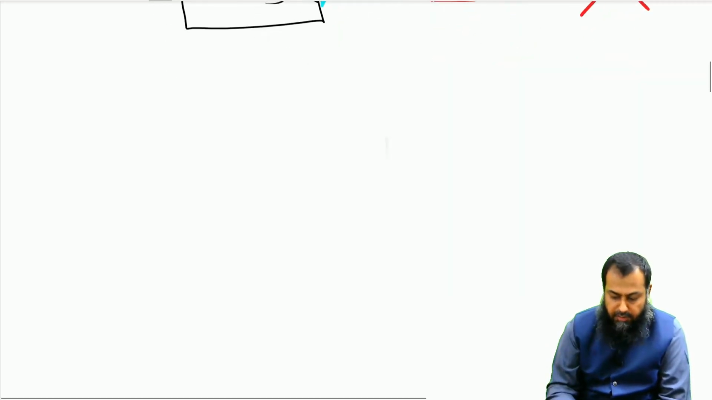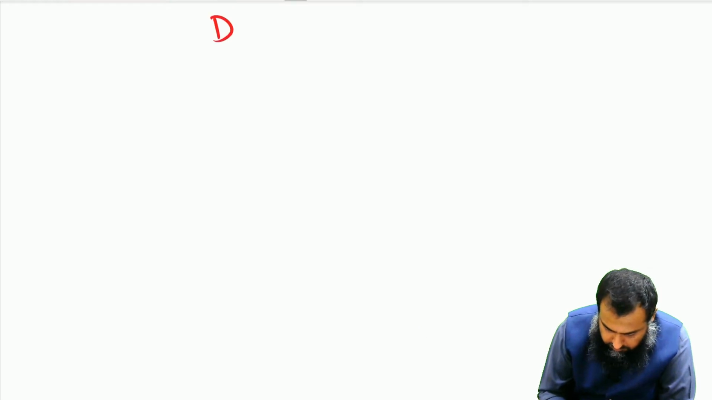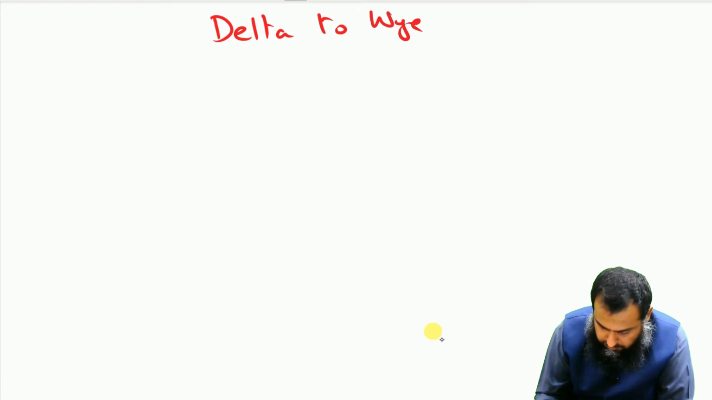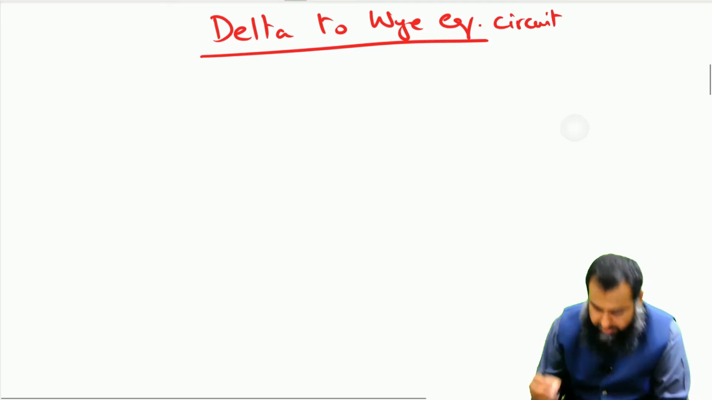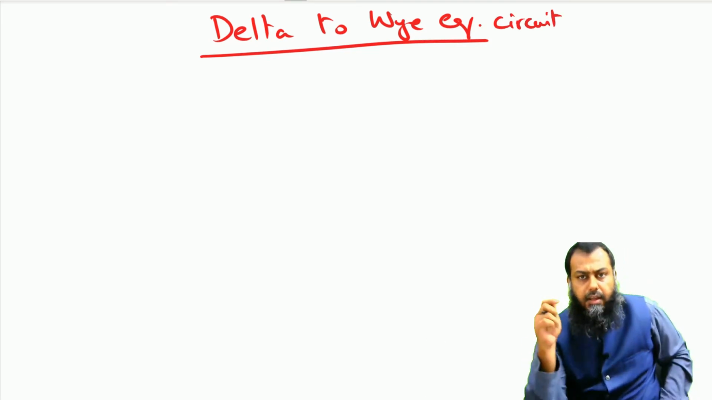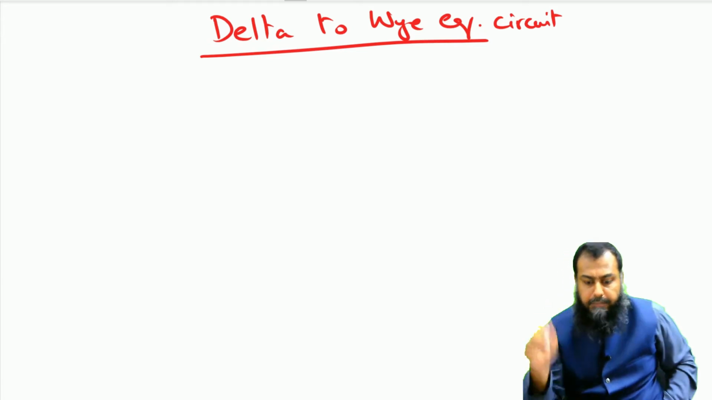So first of all, let's have a derivation of how these two networks are actually derived. Delta to Y equivalent circuit. Remember that the conversion of delta into Y or vice versa is not just the change of shape. We have to make sure that the terminal information remains intact and does not change the overall working or the topology of the given circuit, right? So let us see here.